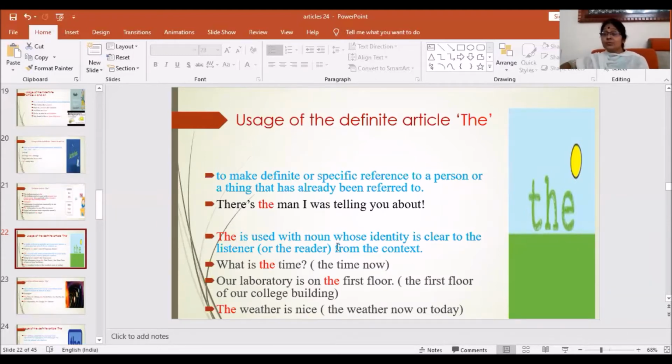The is used with a noun whose identity is clear to the listener from the context, right? For example, what is the time? The time now, right? Our laboratory is on the first floor. That means I'm very clear, the first floor of the college building when I'm talking about, right? Or when I say the weather is nice, here I'm talking about the weather now or today, right? So this is how we are going to use our definite article the.